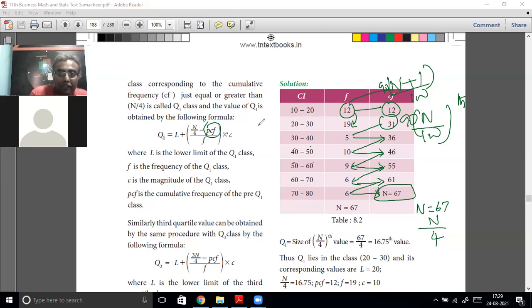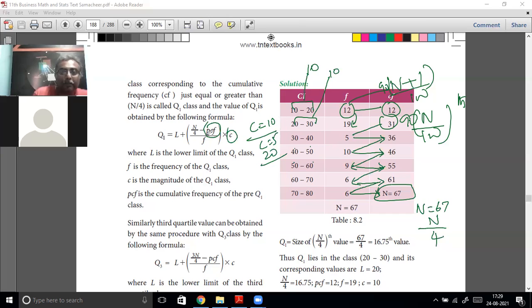This is the class interval. Class interval is 10. Why 10? 10 to 20, 20 to 30, the difference is 10. C means class interval. Usually it will be 10 or it will be 5, or 20 like that. Here the class interval is 10.